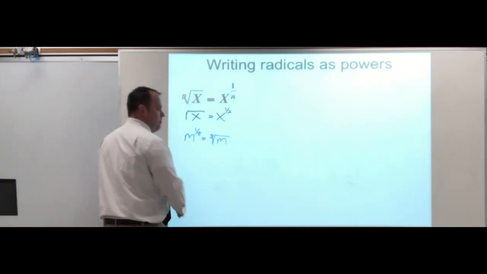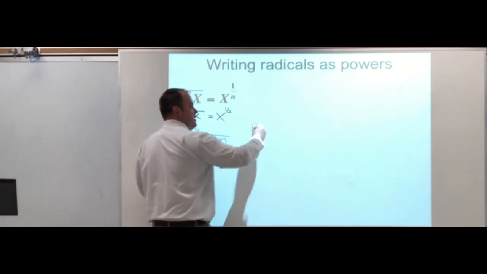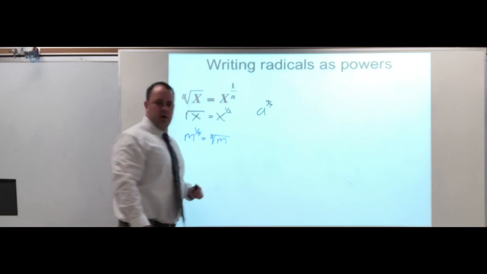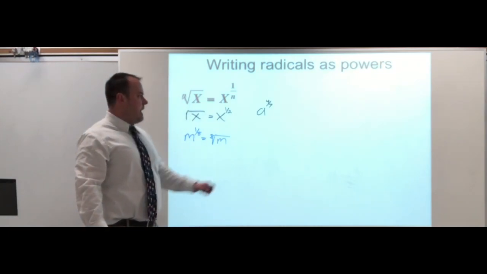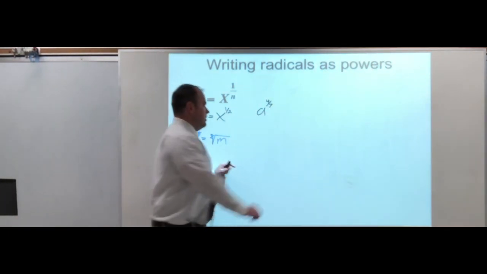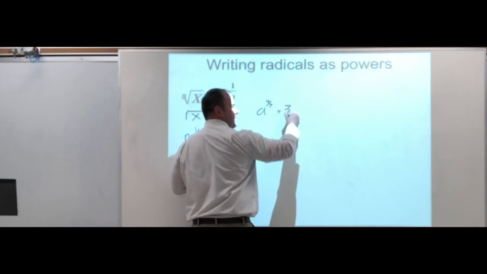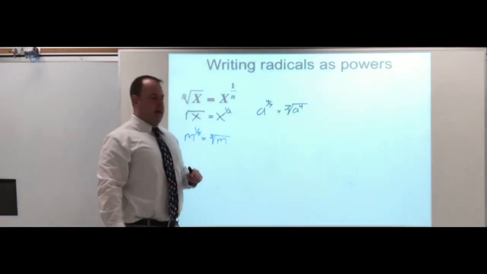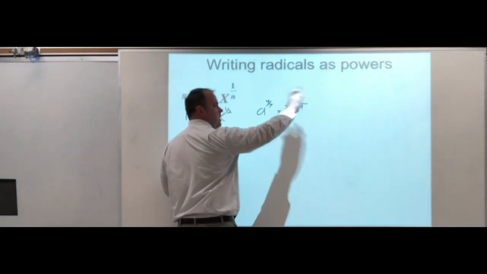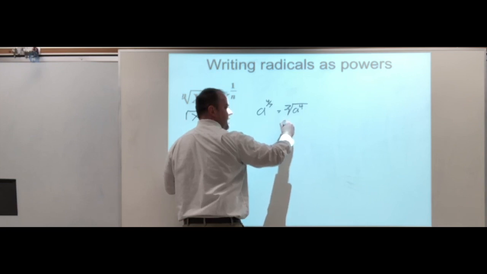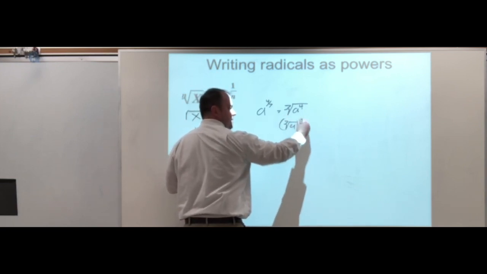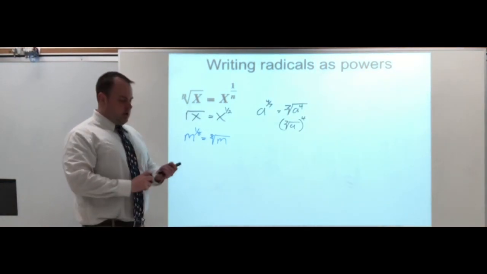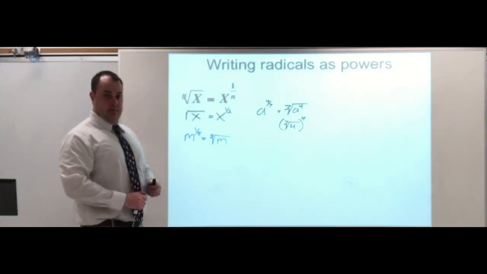That's going to be important when you get things such as a to the 4/7 power. If I ask you to write this as a radical, the denominator is 7, so it's going to be the 7th root of a to the 4th. Another way you could write this, that 4th power could also be outside. You could have the 7th root of a and have the 4 be outside as such. Either one of those would be acceptable.